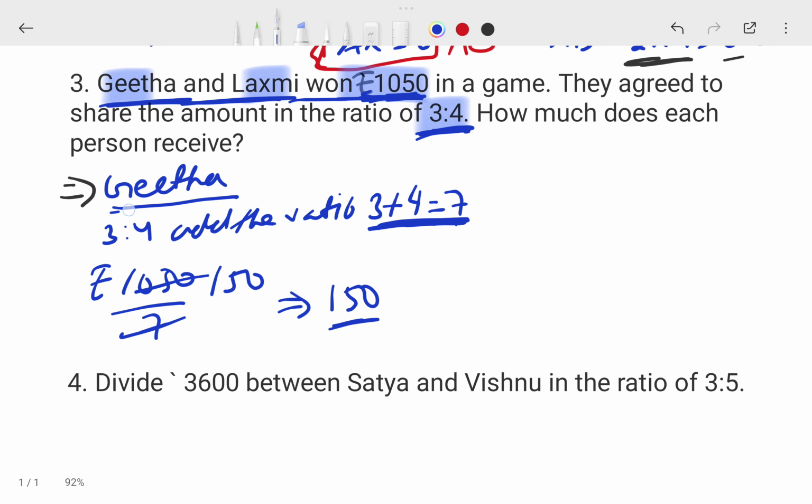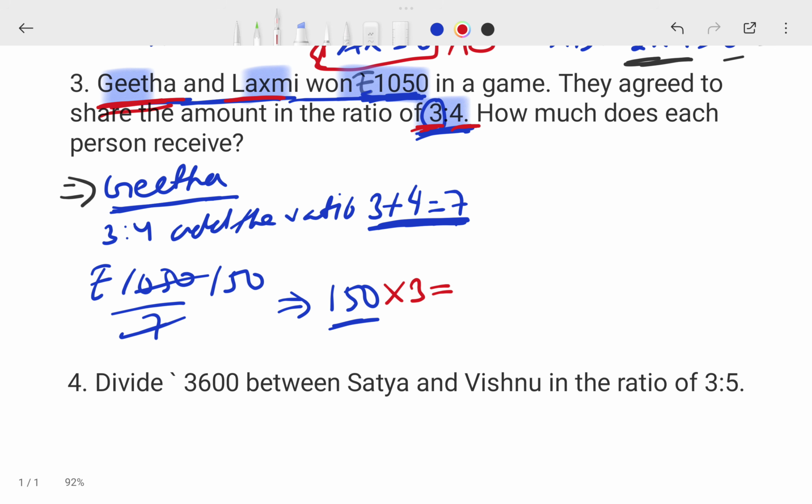But what is the ratio of Geeta? Geeta's ratio is 3 only, because always remember, Geeta is the first name here. The name which is first, Geeta, it means the first ratio is only for Geeta. What is the second name? Lakshmi. Then the second ratio is for Lakshmi only. So the first ratio is for Geeta, so just multiply with 3.